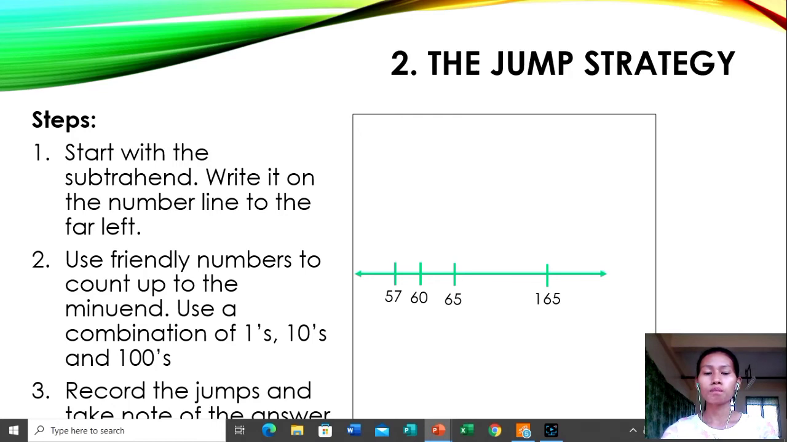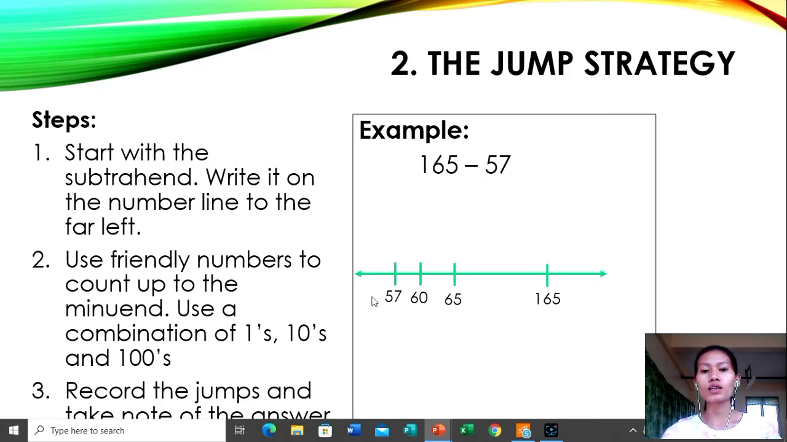So, to use this strategy, let us have this example. So, same example na lang po yung ginamit ko dun sa first strategy dito sa subtraction. Yung 165 minus 57. Just to show you how the jump strategy process. So, sabi dito sa first step is start with the subtrahend. So, between 165 and 57, alin po dito yung subtrahend? So, yung subtrahend po dito is 57.